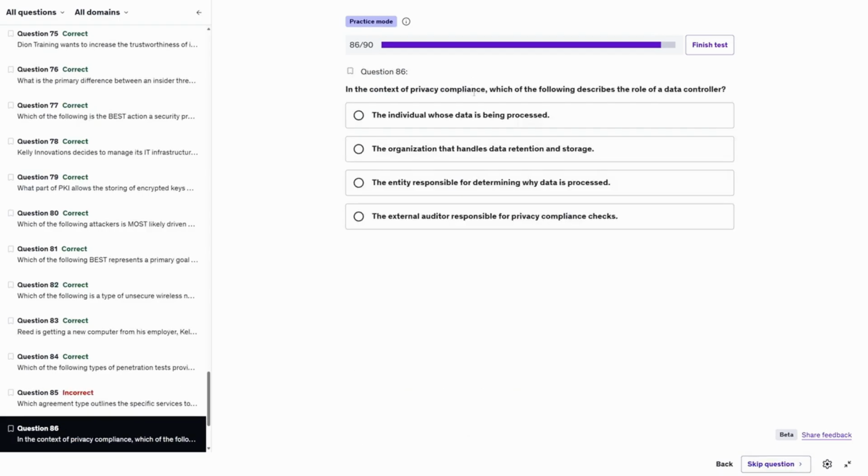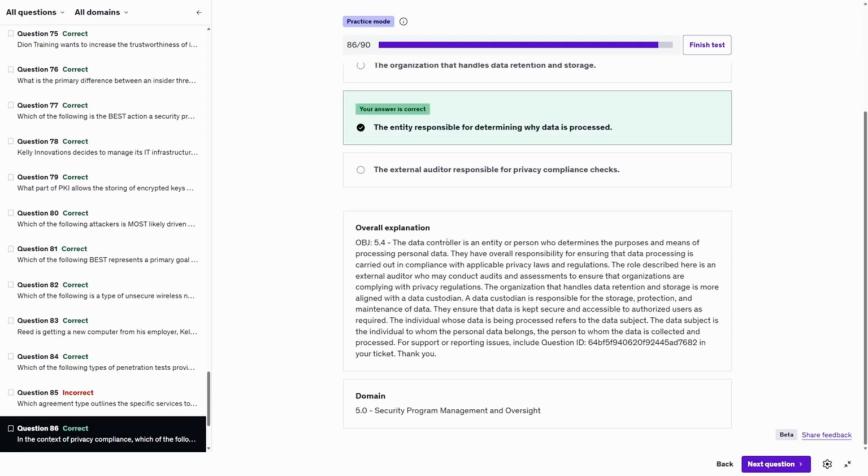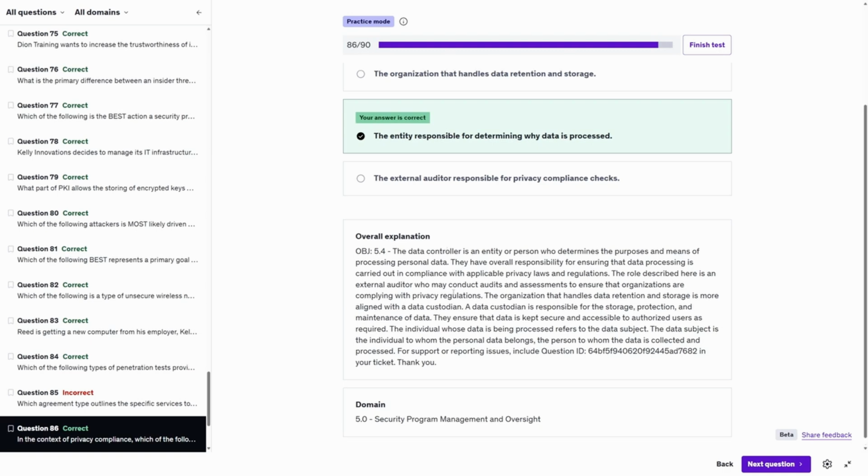In the context of privacy compliance, which of the following describes the role of a data controller? And the correct answer here, I believe, is C, the entity responsible for determining why data is processed. All right, that is correct. So the data controller is an entity or person who determines the purposes and means of processing personal data. They have overall responsibility for ensuring that data processing is carried out in compliance with applicable privacy laws and regulations. The role described here is an external auditor who may conduct audits and assessments to ensure that the organizations are complying with privacy regulations. I'll leave up the incorrect answers for a few seconds.